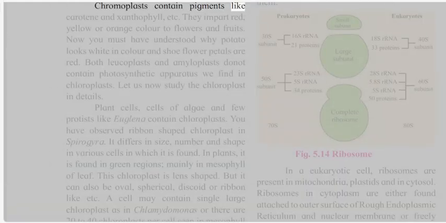Chromoplasts contain pigments like carotene and xanthophyll, etc. They impart red, yellow or orange color to flowers and fruits. Now you must have understood why a potato looks white in color and shoe flower petals are red. Both leucoplasts and amyloplasts do not contain the photosynthetic apparatus we find in chloroplasts. Let us now study the chloroplast in detail.